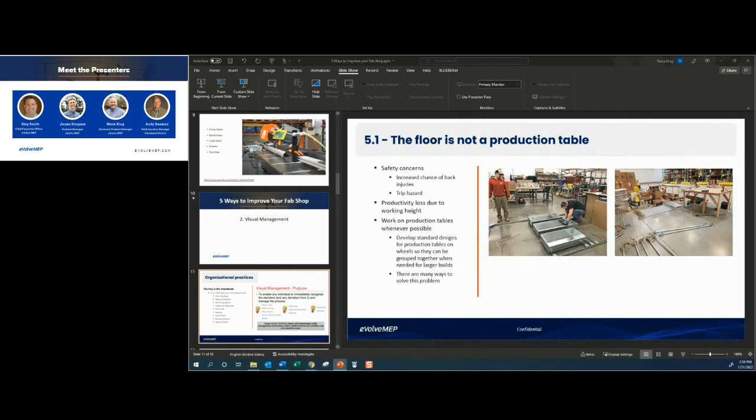Here I just call it 5.1, but the floor is not a production table. So here you have a lot of problems with this type of thing, even though they're making some fantastic fabrication there. That is a serious problem in a fab shop. And sometimes you can't avoid building on the floor. And I know the mechanical guys on the call will build some big things, but in this particular example, those items should be on production tables.